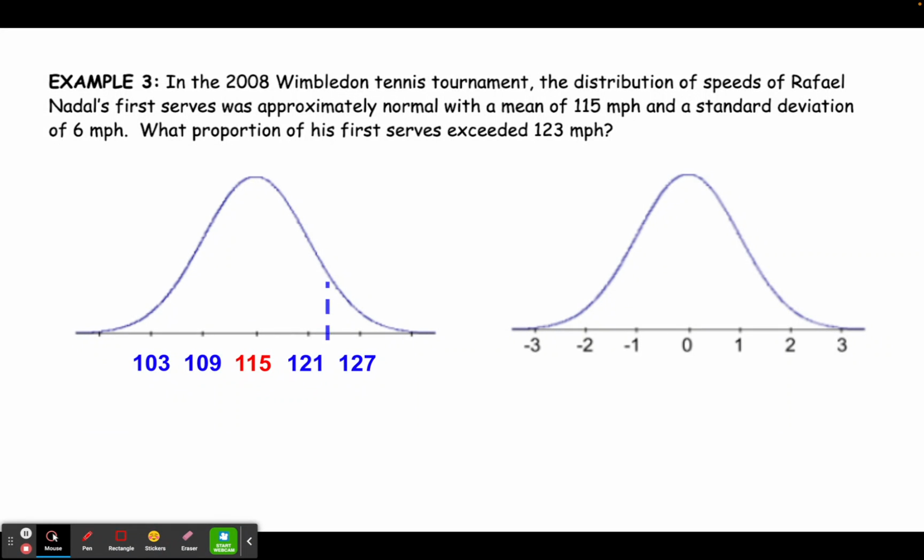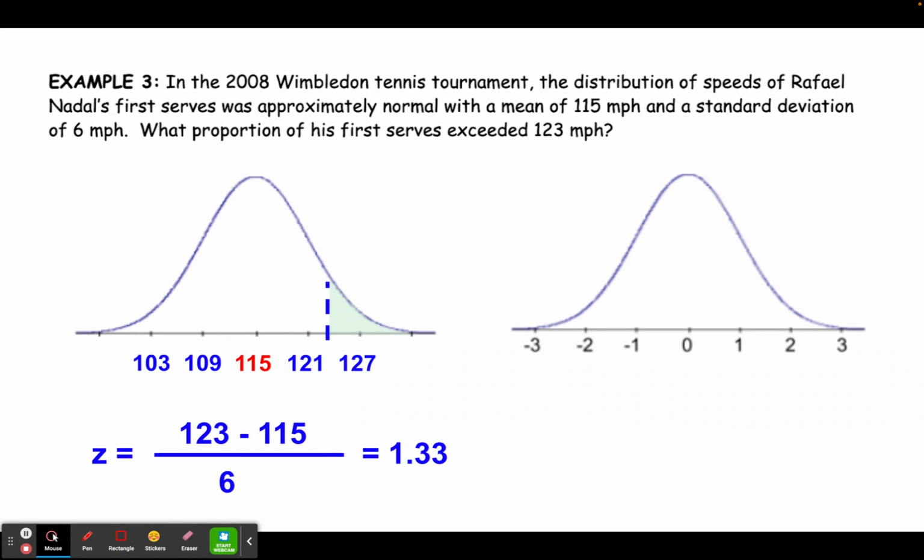Now we'll draw our line at 123, which is the performance that we're interested in. When it says exceeds, that means more than. So in this one, we're going to shade to the right. I can tell from my picture that this would be 1 standard deviation above the mean, and this would be 2. So we're somewhere between 1 and 2, but we need to know exactly where. This is where the z-score calculation comes in. We'll calculate his performance: 123 minus the mean of 115, divided by the standard deviation of 6 miles per hour. That gives us a z-score of 1.33.